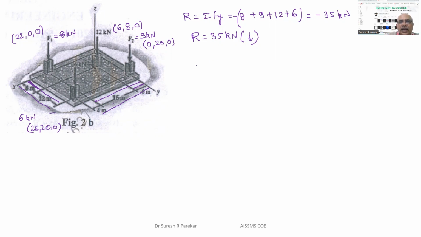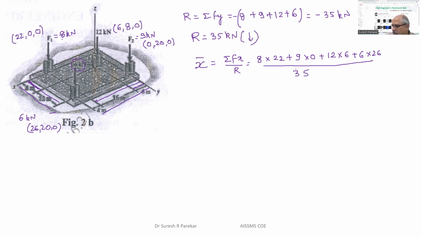So now we know x bar, or x, you can write as summation Fx upon R. Now we have 8 kilonewton, 8 into 22. F2 we have 9 into 0 because it is on the y-axis. Then 12 into 6. The coordinate of x is 6. Plus 6 kilonewton, which is over here, so 6 into 26, and divided by 35. And then we have this value equal to 11.54 meters. And for y bar, we have summation Fy upon R.